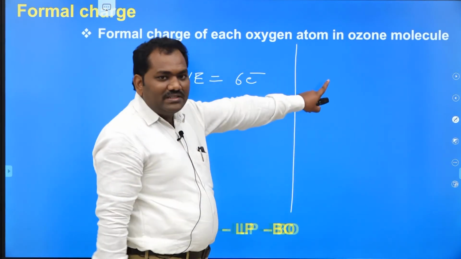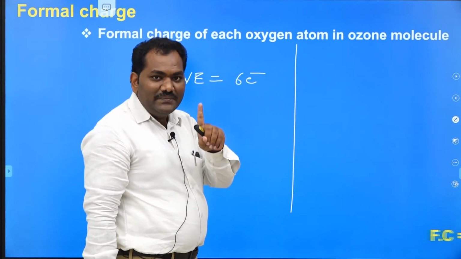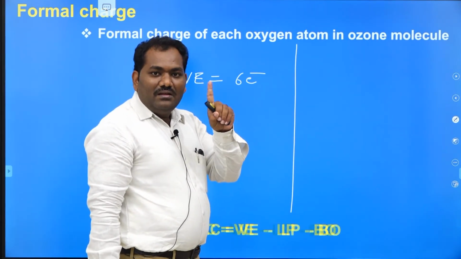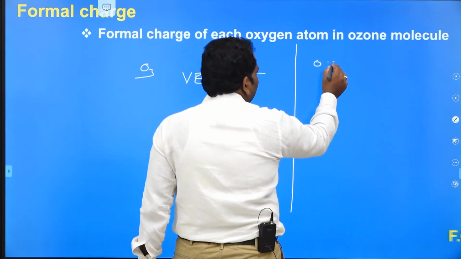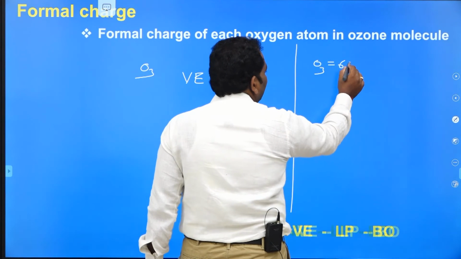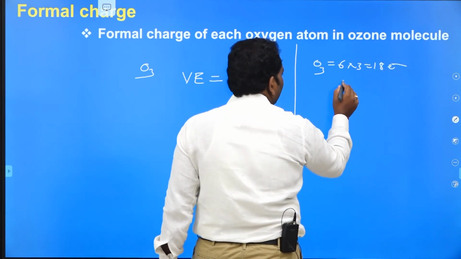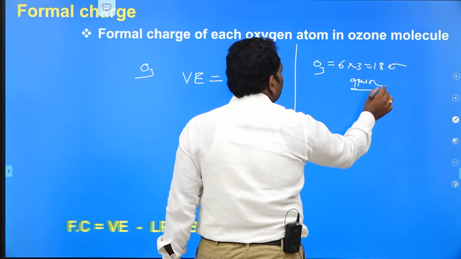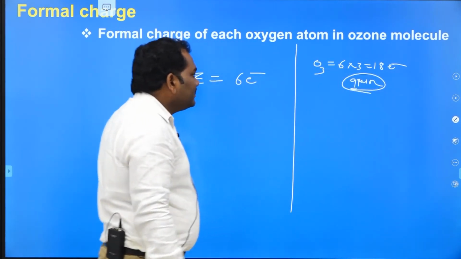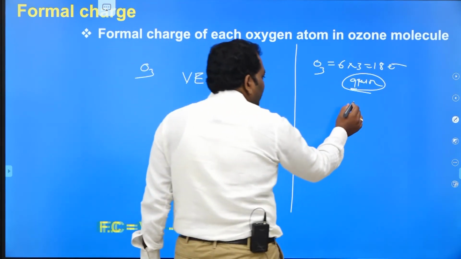Here I will write the Lewis dot structure. In the first step, calculate the valence electrons in each oxygen atom. Each oxygen atom contains 6 valence electrons. So O3 means three oxygens are present, totally 18 electrons. 18 electrons means 9 pairs of electrons are present. The second step is to write the skeleton structure of the ozone molecule. I can write it like this.